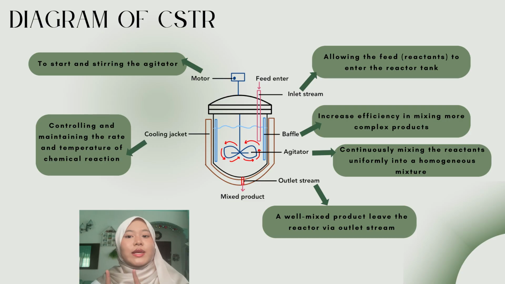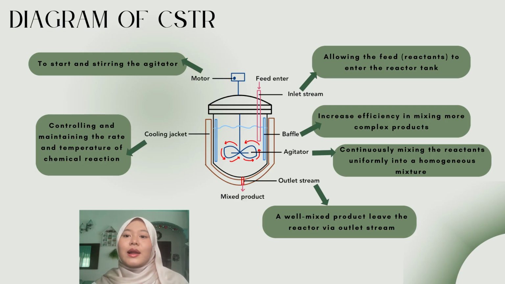Alright, next I'm going to present to you the diagram of CSTR. So firstly, as you can see here, we have the motor. What is the function of the motor? The motor of the CSTR will be used to start and steer the agitator. Then we have the cooling jacket, which is used to control and maintain the rate and temperature of the chemical reaction. Then we have the inlet stream.